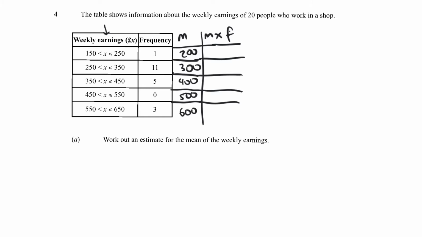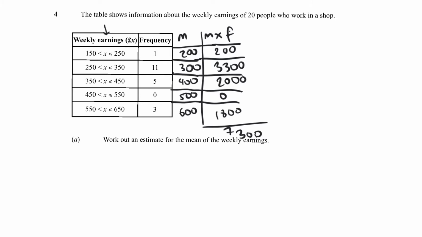So for the first one, it will be 200 times 1, which is 200. And then 3,300, 2,000, that's 1,800. Use your calculator and add them all together. So adding them all together would leave us with an answer of 7,300.